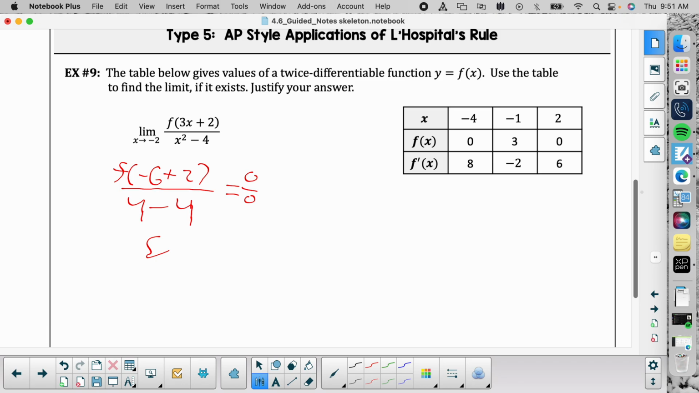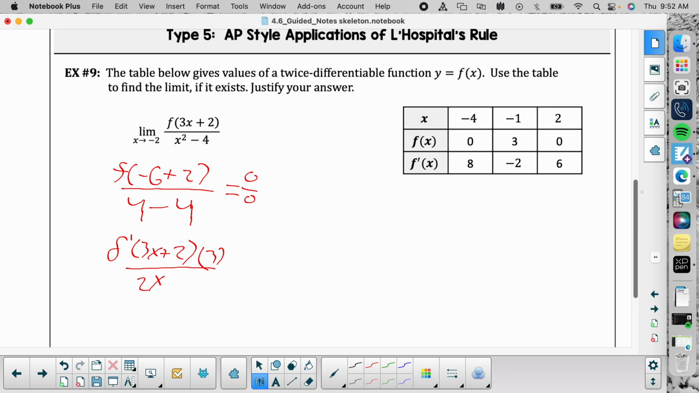So the derivative is not going to be the derivative of the numbers you plugged in. It's going to be the derivative of the original equation. So take the derivative of f of 3x plus 2. Does anybody remember how to do the derivative of function notation? The derivative of f of 3x plus 2 is going to be f prime of 3x plus 2 times the derivative of the inside, 3. And then the denominator is normal derivatives of equations.